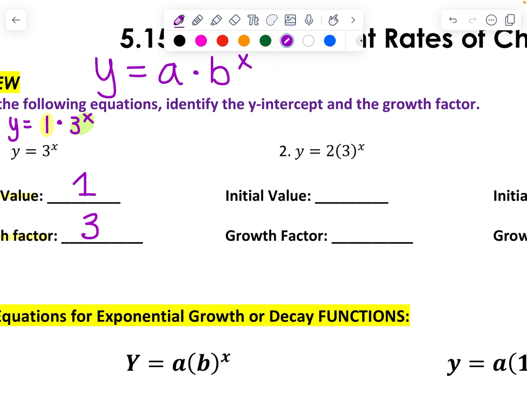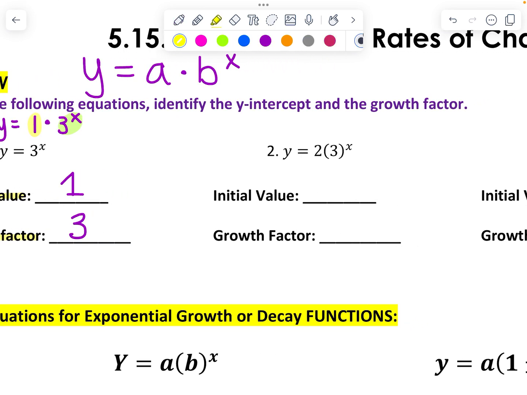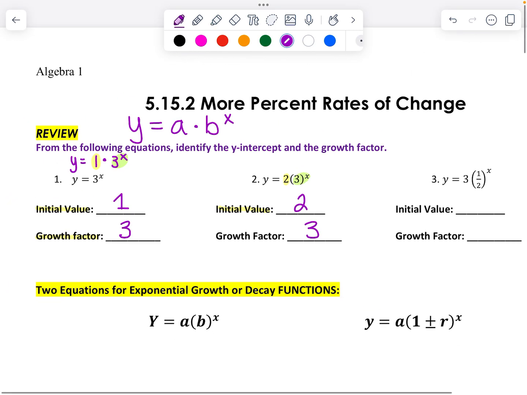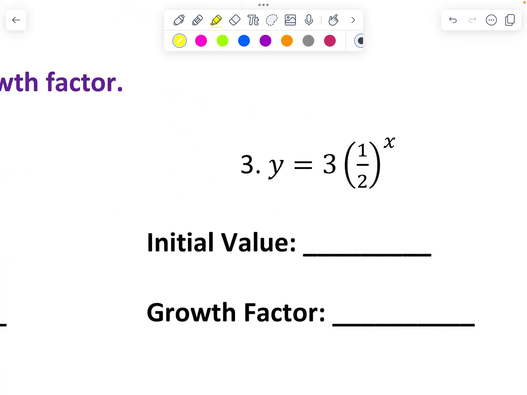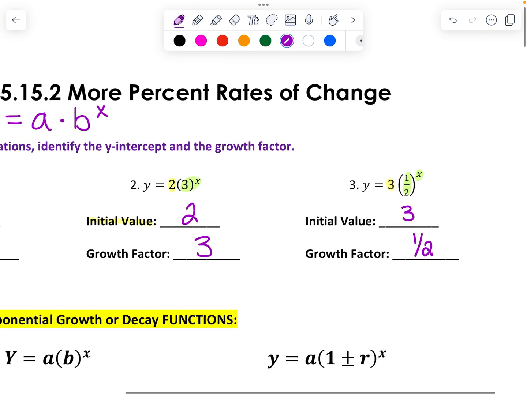Equation 2 is a little easier to see. So the initial value here, again, is the first number, which is 2. And our growth factor happens to be the same. It is the 3 that has the x value. And then our last one here, the initial value is our first number, so the 3. The growth factor is the 1/2, which goes with the x.